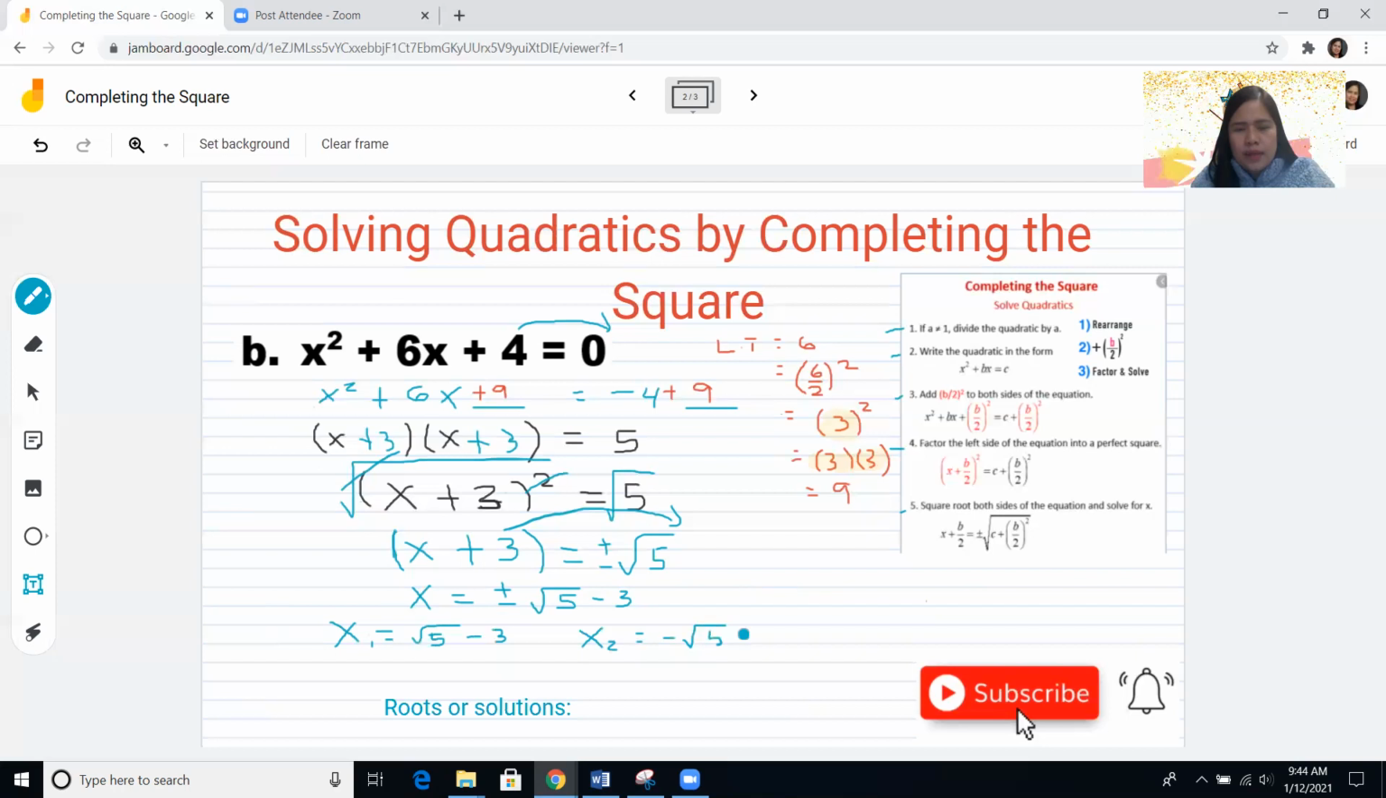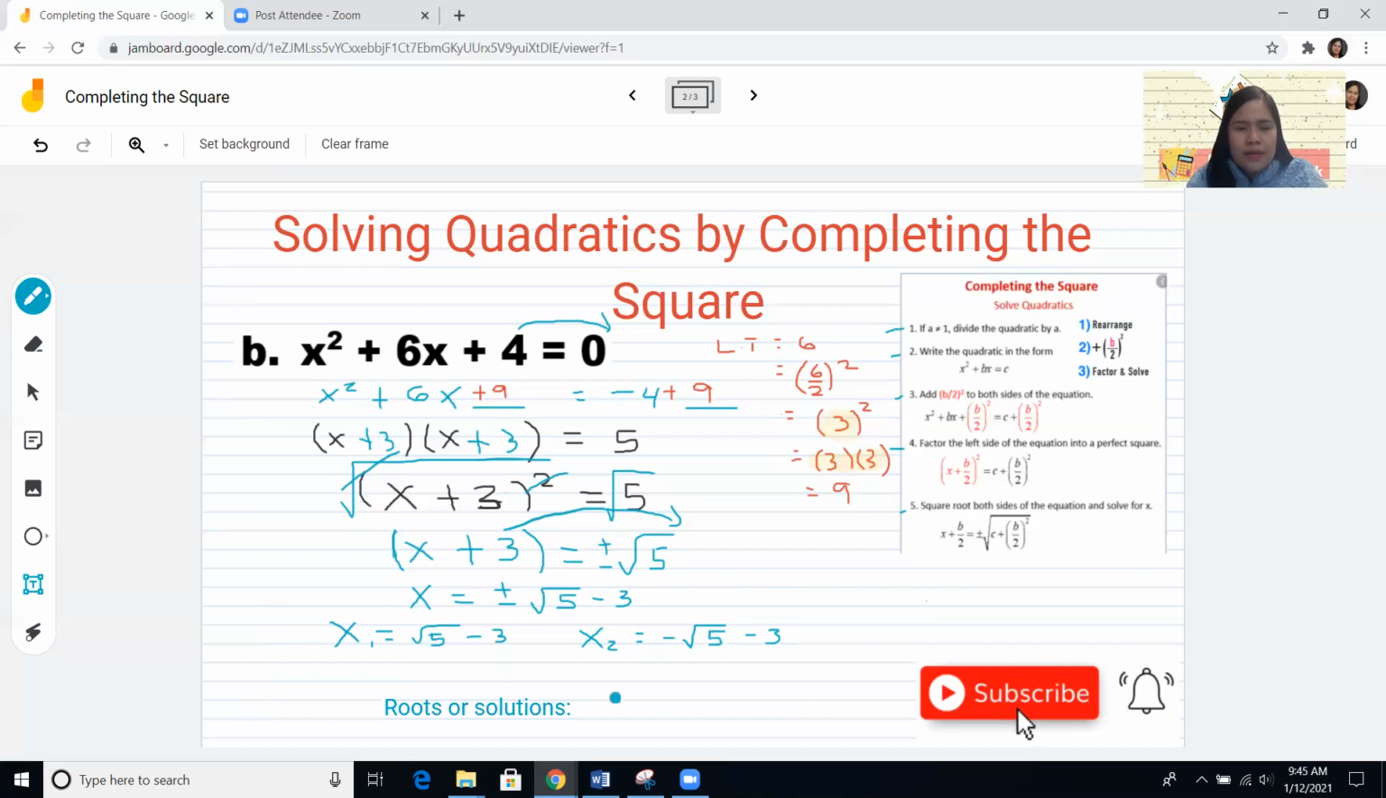minus 3. Miss, is that the simplest answer? Can we square root 5? Yes, you may take the square root of 5 and your answer will be written in decimal format. So if I were you in algebra, that's still acceptable. Square root of 5, that's the simplest answer. So you may express your answer in that format.